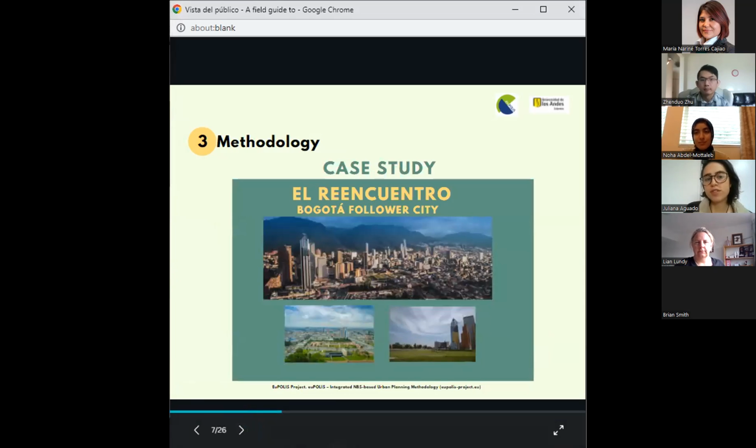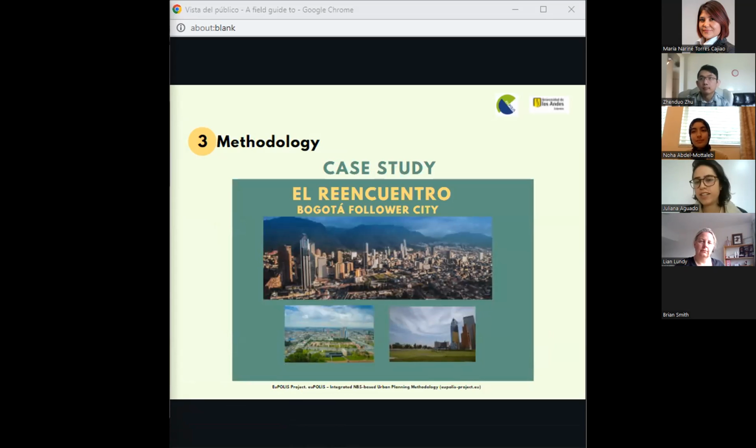The case study of my research is located in Bogota and it's called El Reencuentro. That is considered a strategic zone of the city because it connects important city-scale facilities, and 2 renewal master plans will be developed in that zone. This zone is also the case study selected by Bogota in the project EUPOLIS, in which the city participates as a follower city. So the first phase of the methodology of EUPOLIS is used by my research to define the baseline of the case study.